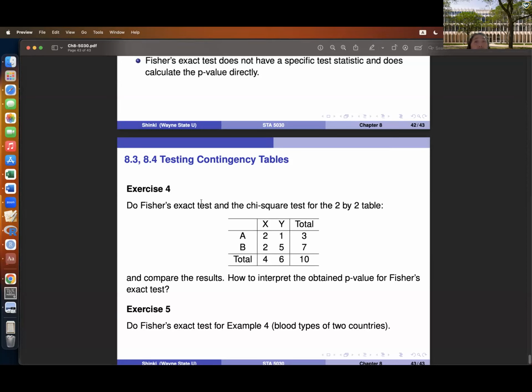And sorry, we go to chapter 11. Chapter 11 slides are available on the website. In chapter 11, we have multiple linear regression.